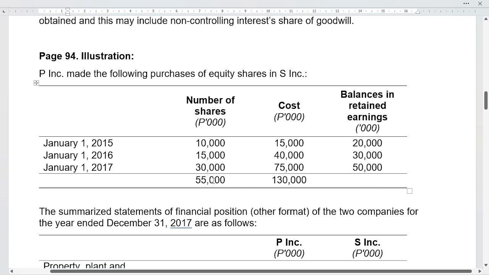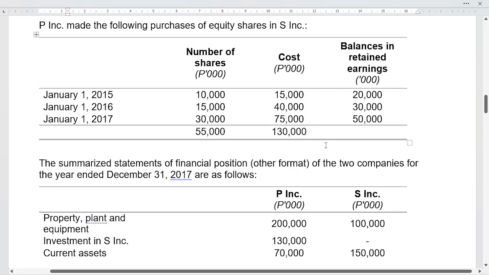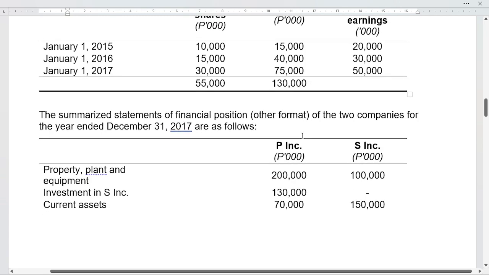To sum it all up, the number of shares purchased from S is 55,000, while the cost of that purchase is 130,000.